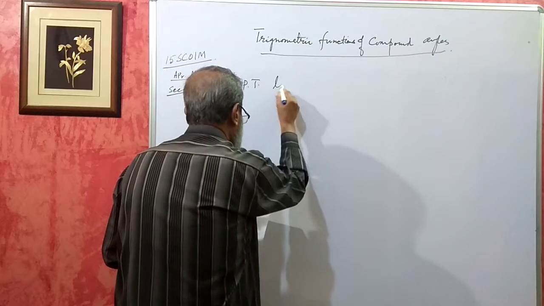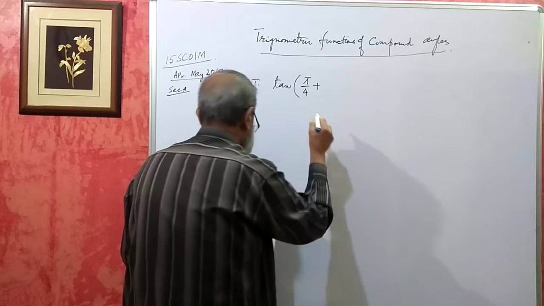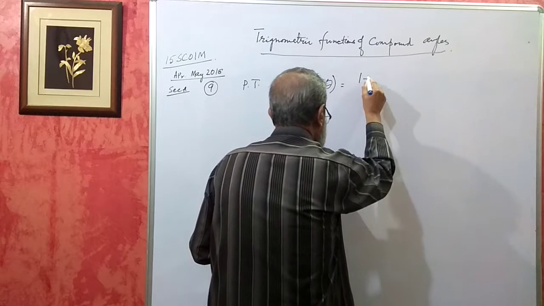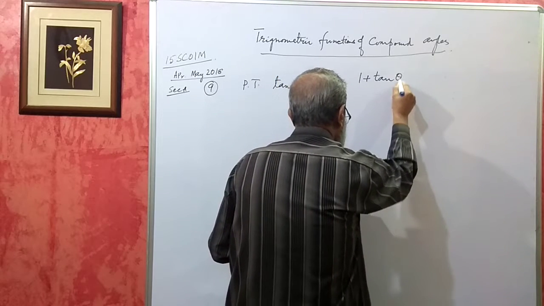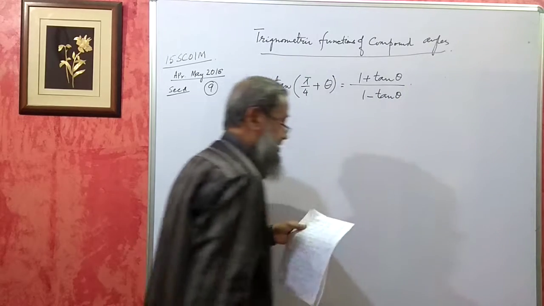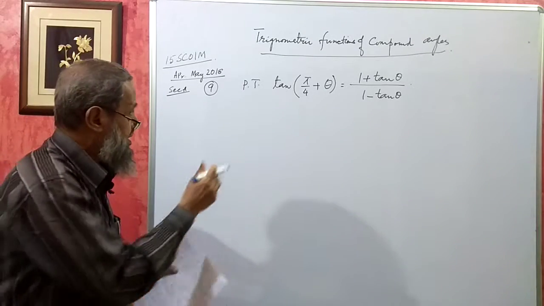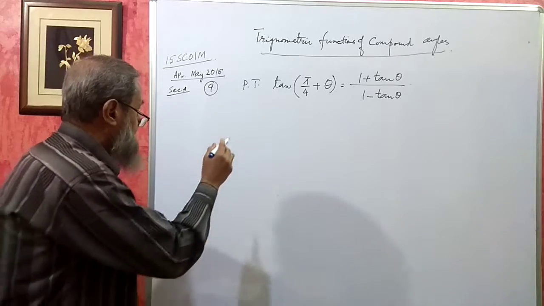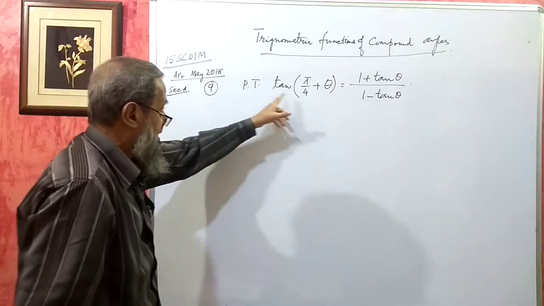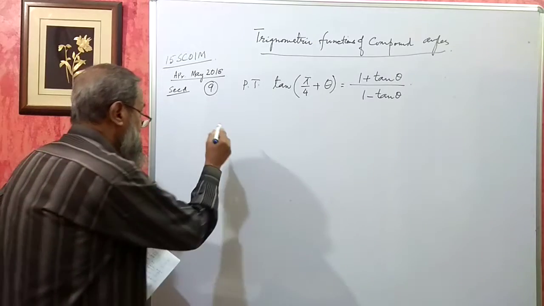Prove that tan of pi by 4 plus theta is equal to 1 plus tan theta by 1 minus tan theta. This is for 3 marks. In section A, all questions carry 3 marks. Now, by looking at it, you should be able to know that this comes under the tan of A plus B formula.